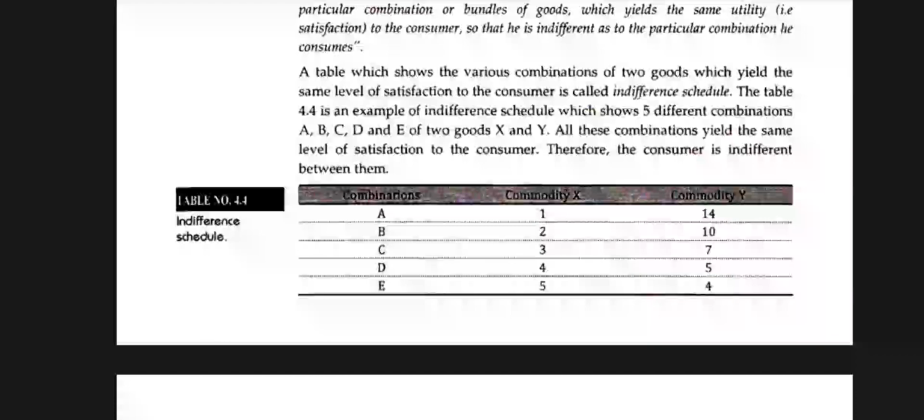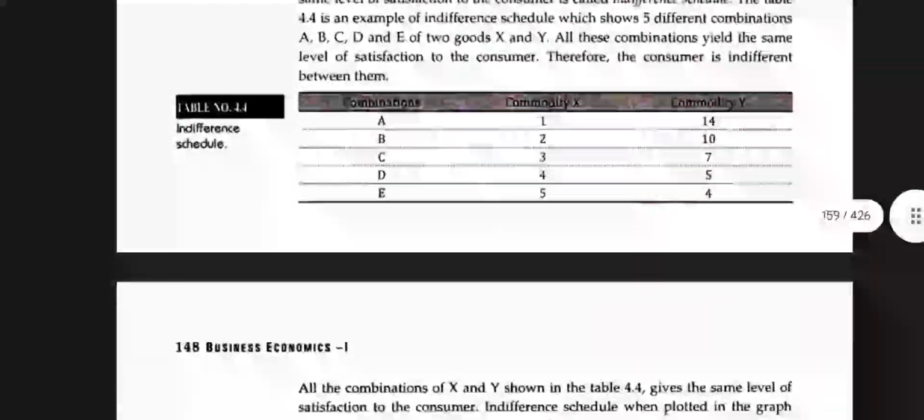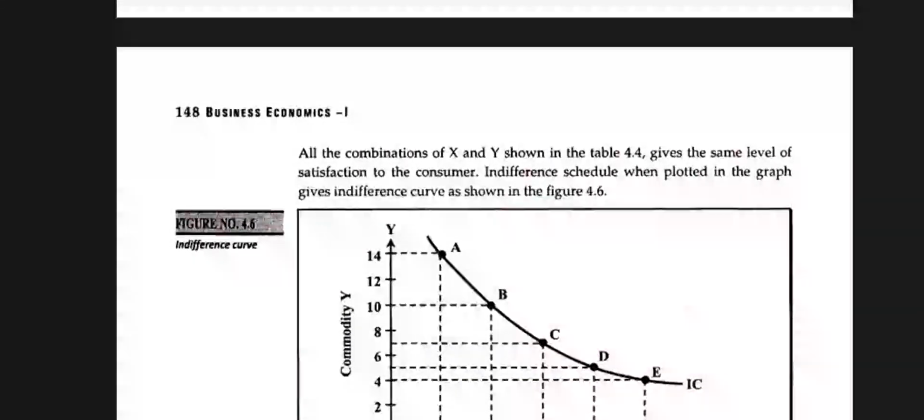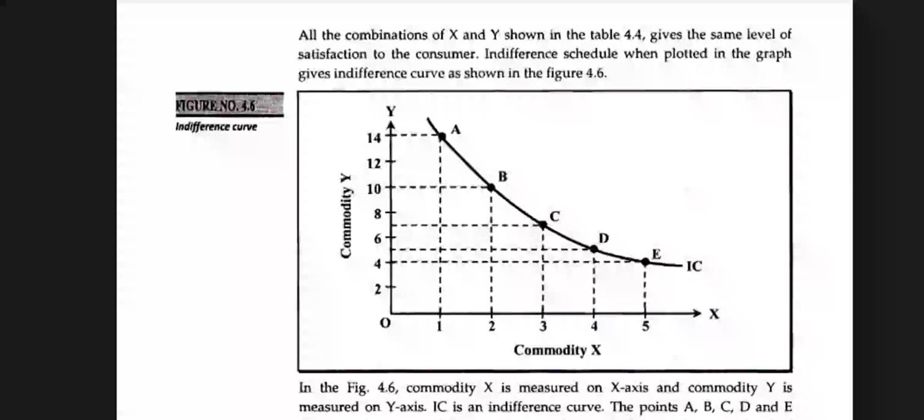Now in this graph, points A, B, C, D, E represent different combinations of commodities X and Y, but at all these points the consumer has the same level of satisfaction. So all these combinations give the same level of satisfaction to the consumer.